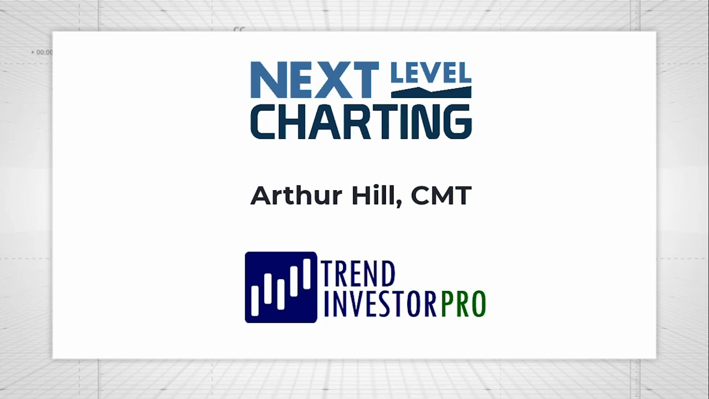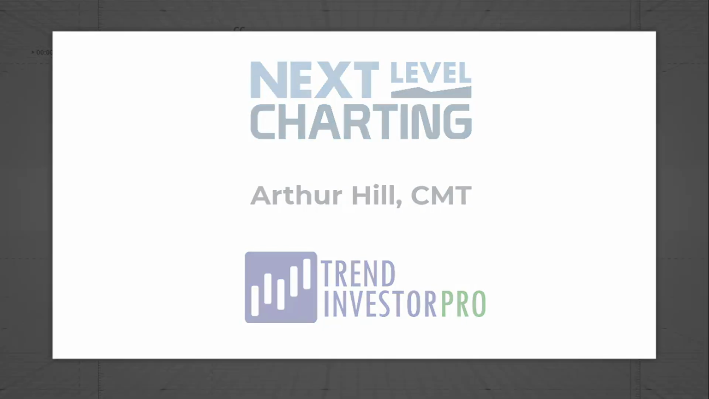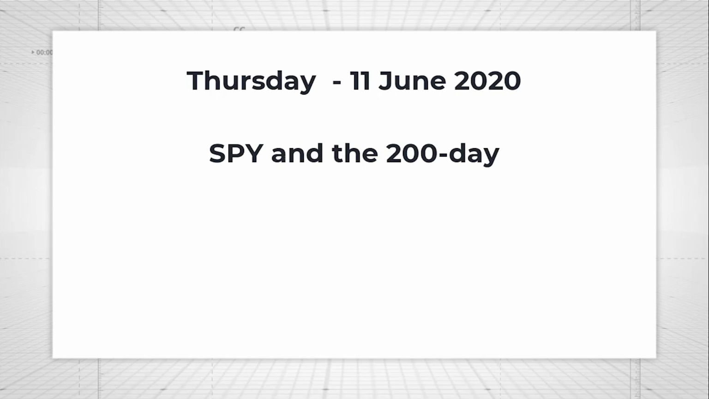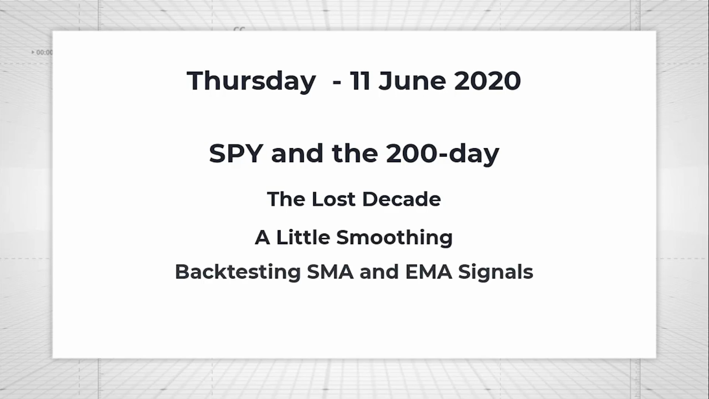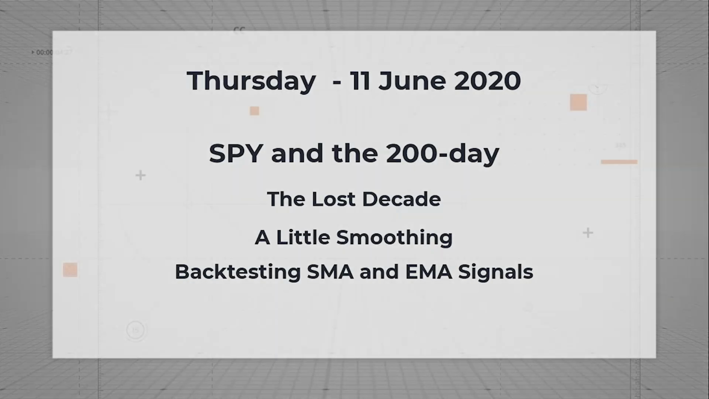It is Thursday, June 11th, and today I want to talk about moving average crossovers for the S&P 500 and SPY, in particular the 200-day. So we'll show you the lost decade because we're going to test over 2 decades, show you how a little smoothing goes a long way, and then we'll look at the backtest results.